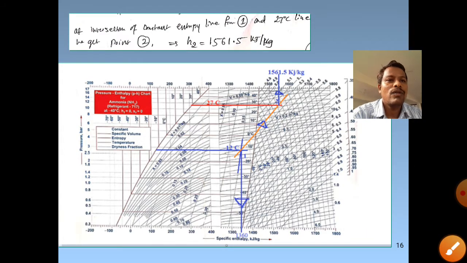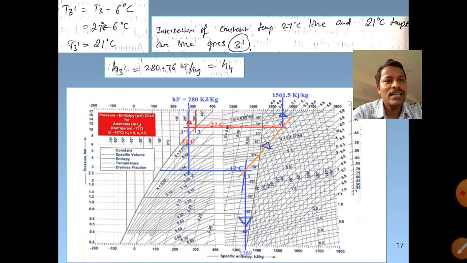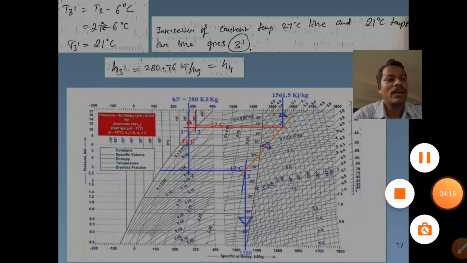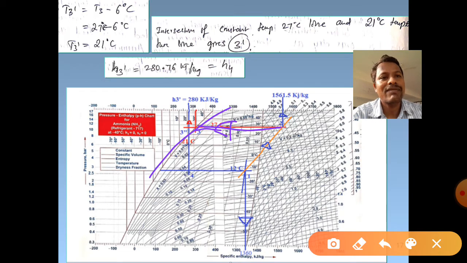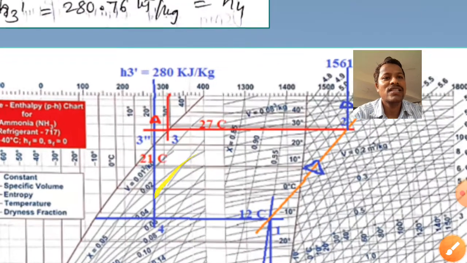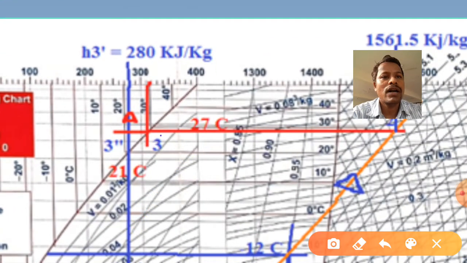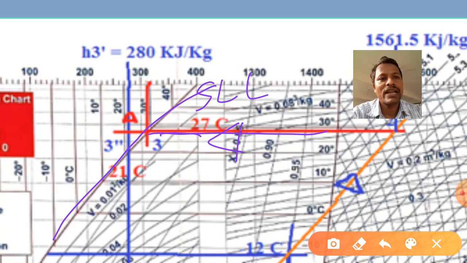Then after fixing state point 2 on the chart, our job is to fix state point 3 dash on the same chart. So now we have the already constant temperature line of 27 degrees Celsius. Wherever this intersects with the saturated liquid line, I can mark that as point 3. Just observe here, I have a condenser temperature line of 27 degrees Celsius. Now I am extending it till it cuts the saturated liquid line. So wherever it cuts, it is marked as state point 3.